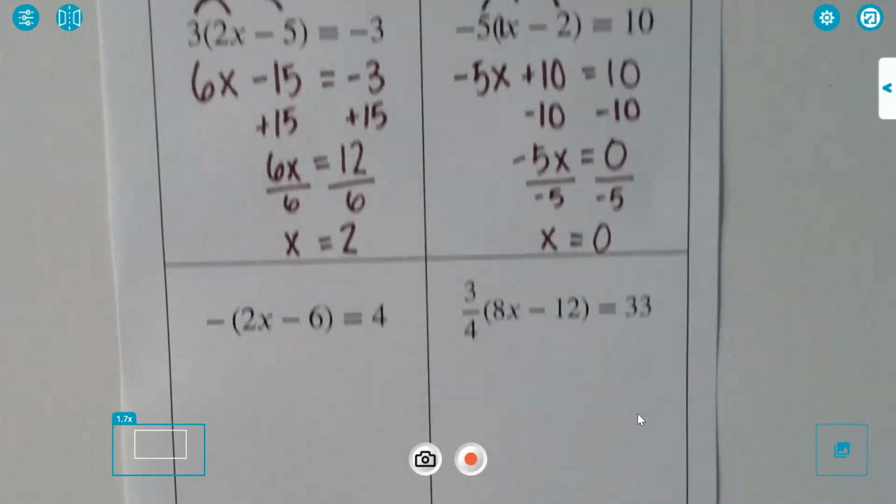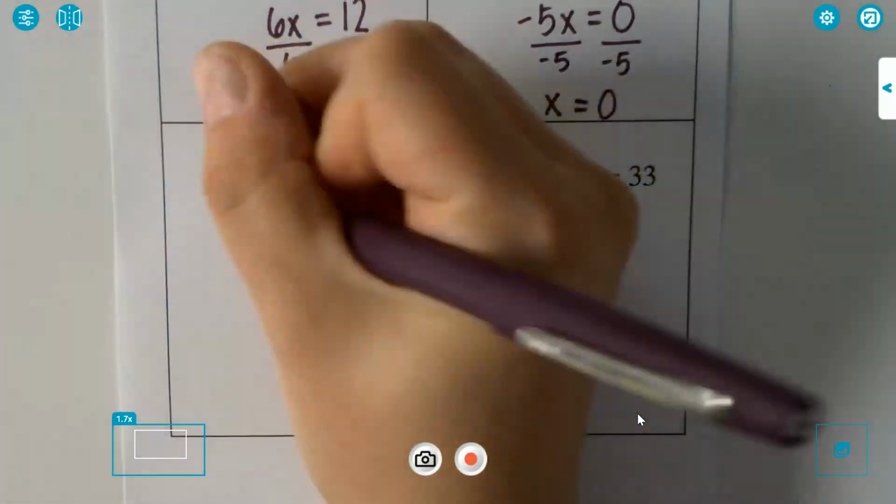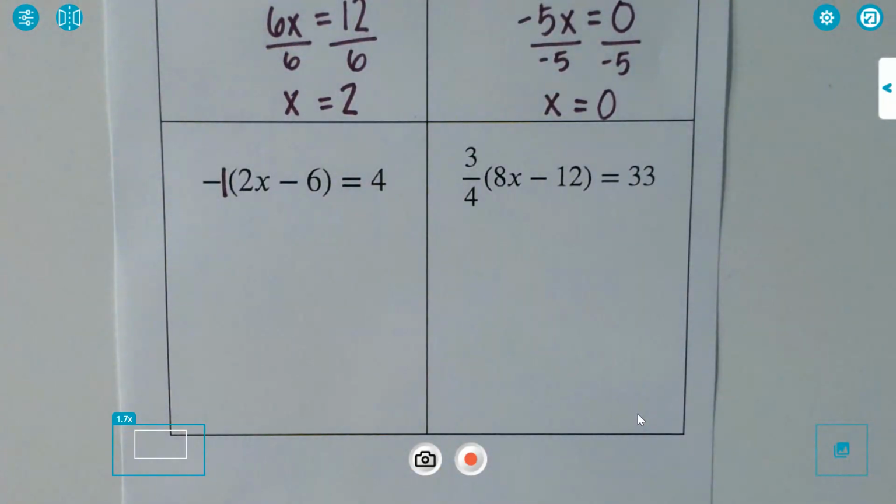Last row. Negative, sorry, negative the quantity 2x minus 6 equals 4. Okay. This is where people started getting tripped up. This is where people were like, I don't even know what to do. I'm just going to try to solve something. What number are we distributing here? 1. Negative 1. Yeah, you're right that there's a 1 there, but specifically a negative 1. So that is an imaginary negative 1 there. So negative is just negative 1. So that gives us something to multiply by, which I think helps us.